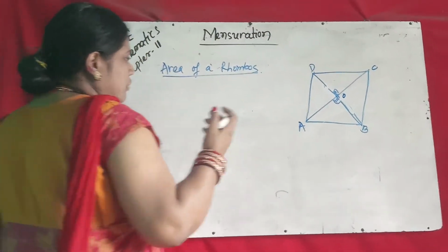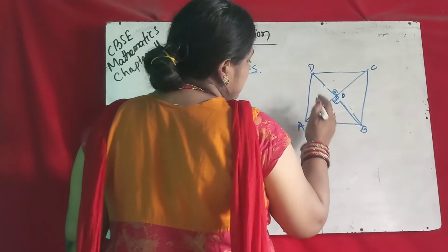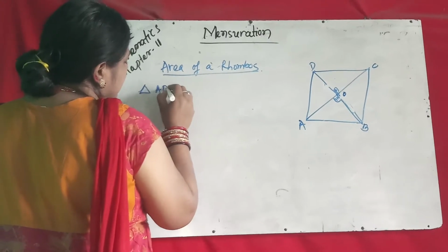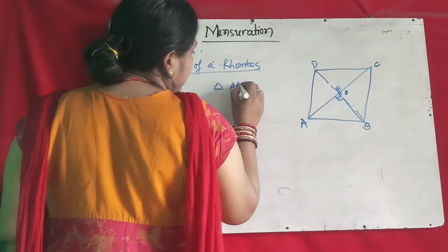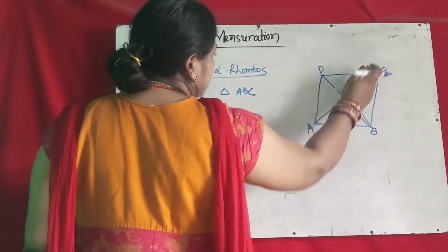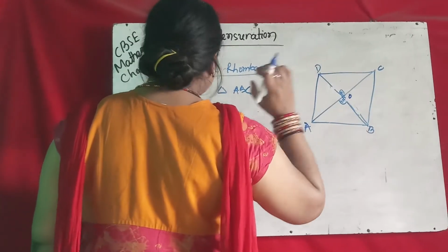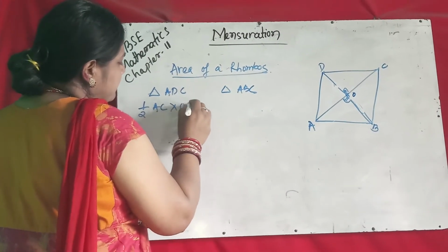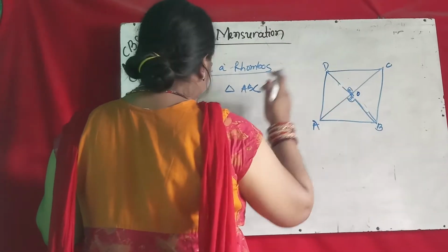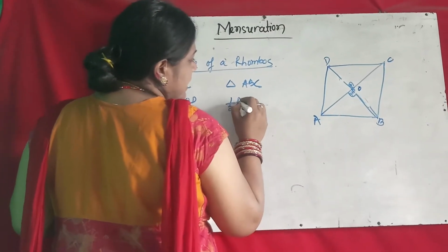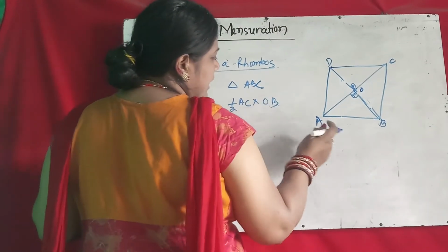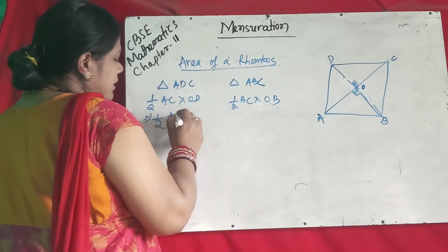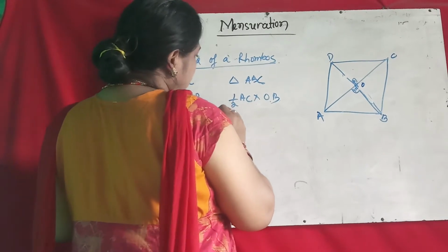Same procedure if you find the area: there are two triangles, triangle ABC and triangle ADC. So here it is half AC into OD, and here also half AC into OB. Half AC is common, and we have OD plus OB.